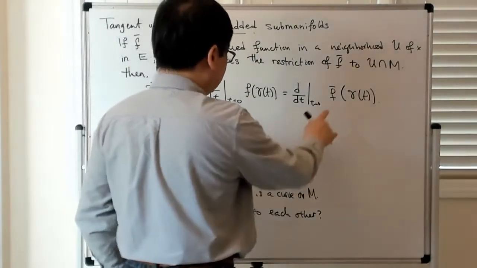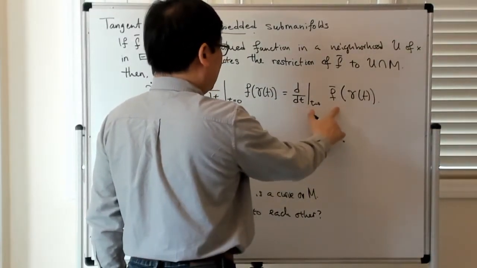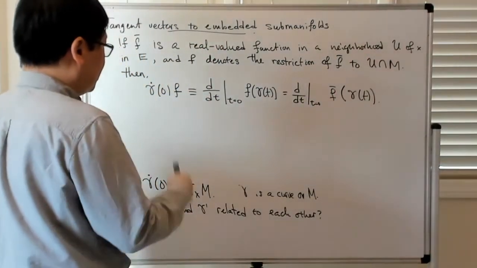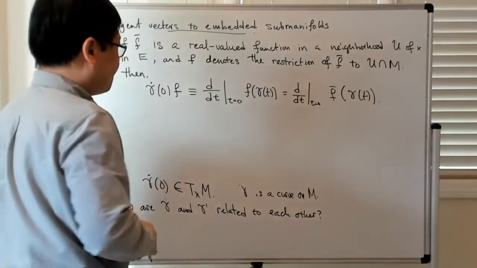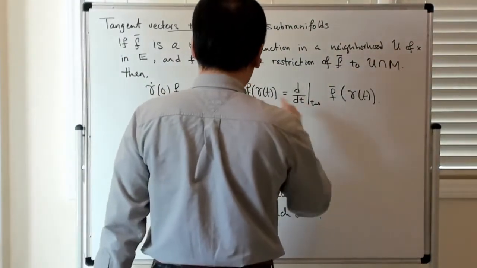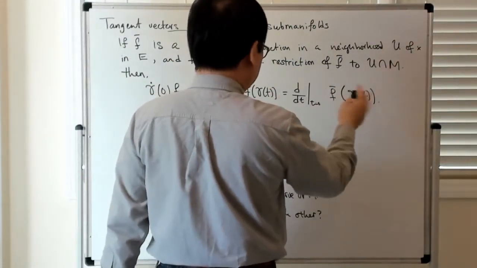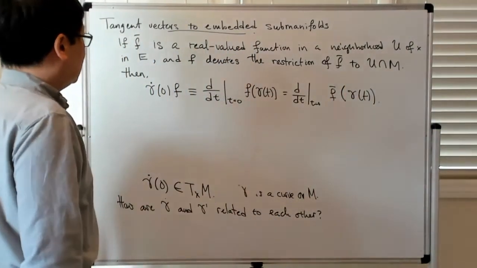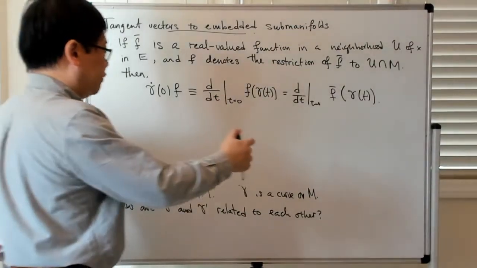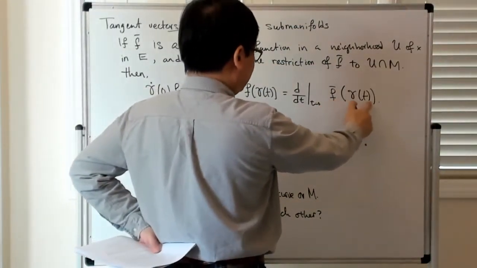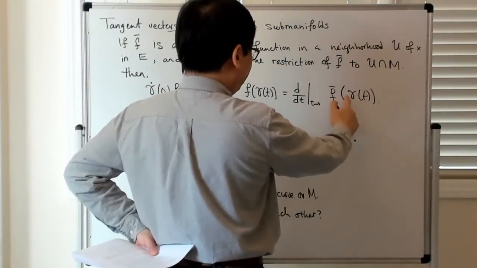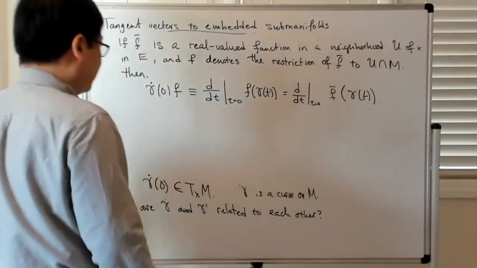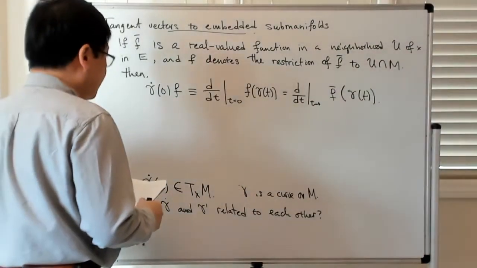And the reason why you have this is because on M, f and f bar agree with each other, and gamma of t is in M. So you have equalities here. Throughout all of this, there's an inclusion map of M into the Euclidean space, which is floating around. Technically speaking, when we do this gamma t, I have to take the inclusion of it to get me into E, where f bar is defined. But again, I'm dropping this for simplicity of notation.